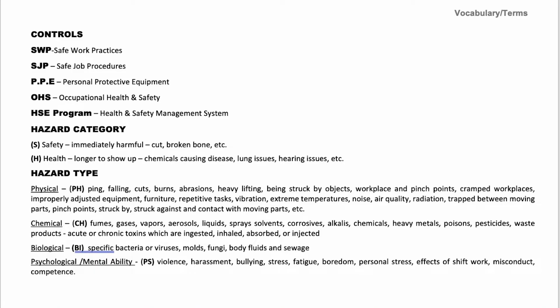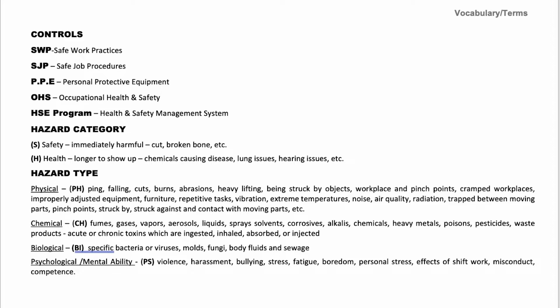Before we begin, I'm going to go over some vocabulary and terms that we will be using throughout this tutorial video and going through some of the categories and hazard types that we discuss. So first is the controls. There are a few different types of controls you can put in place to reduce the risk involved with the hazards on the work site.